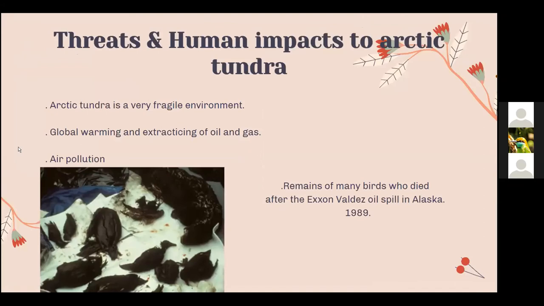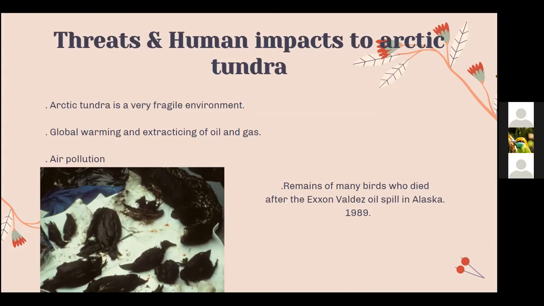As there is good stuff, there are also bad stuff. So there are threats and human impacts to Arctic tundra. The Arctic tundra is a very fragile environment. You know why? Because even if you step a foot there, the whole habitat will be destroyed. It is that much fragile. Another threat is global warming. Global warming is caused by us, we humans.